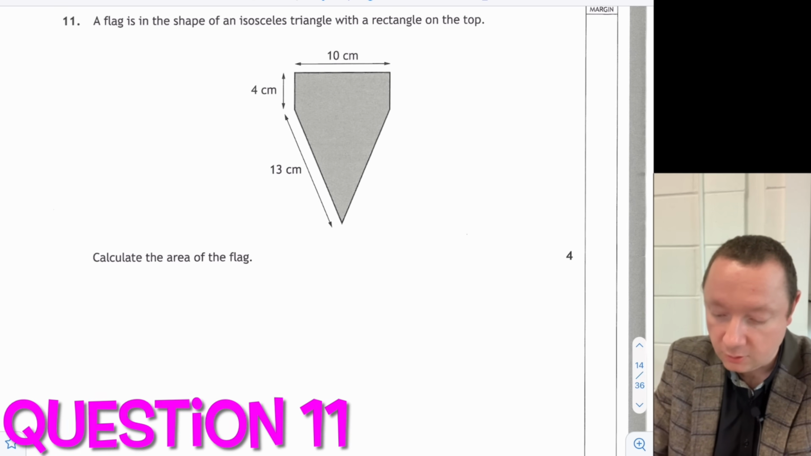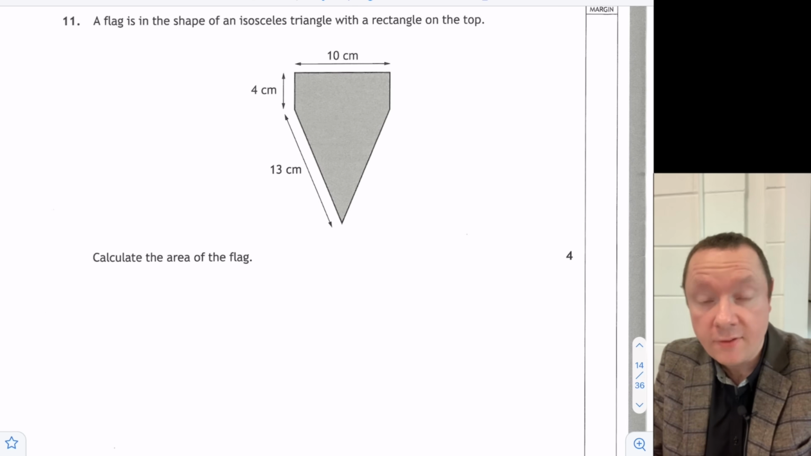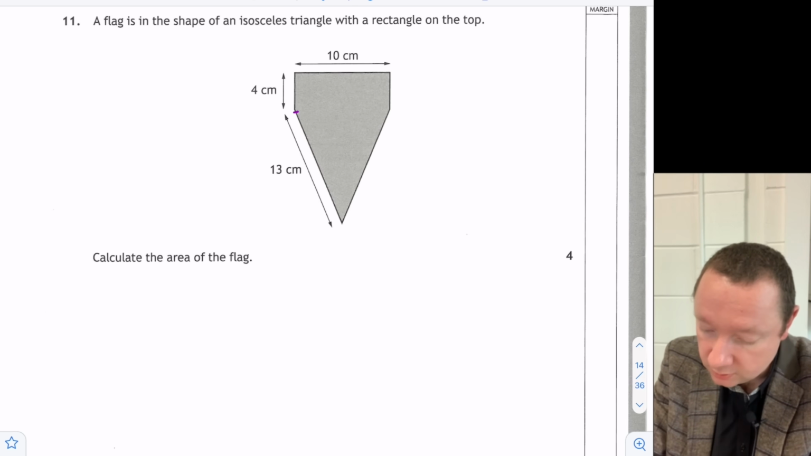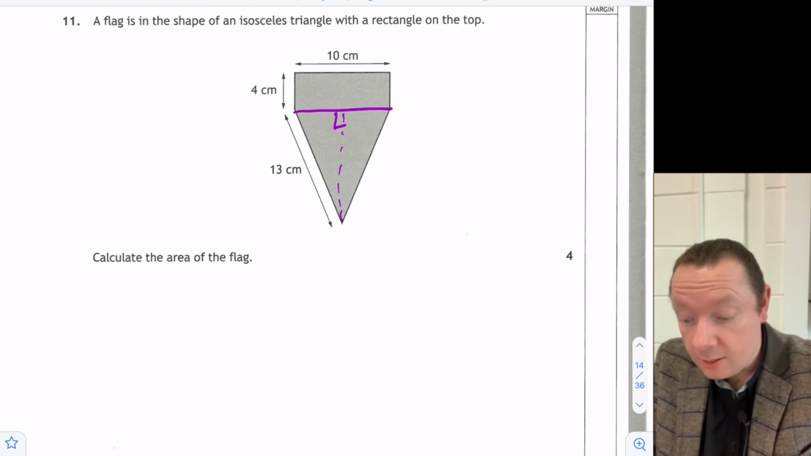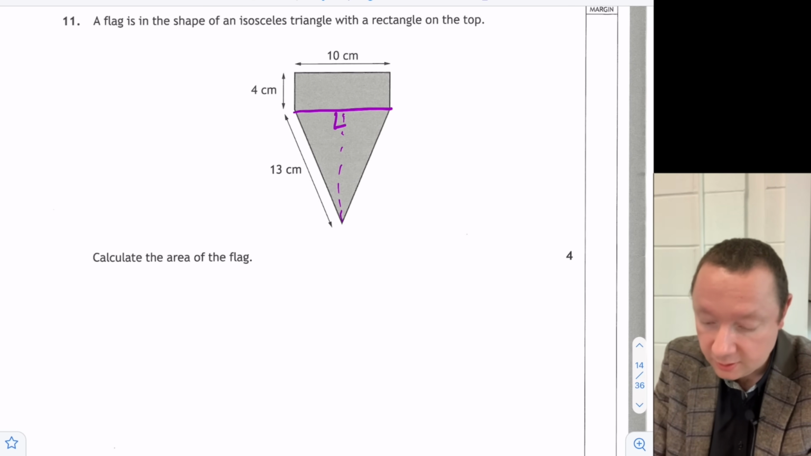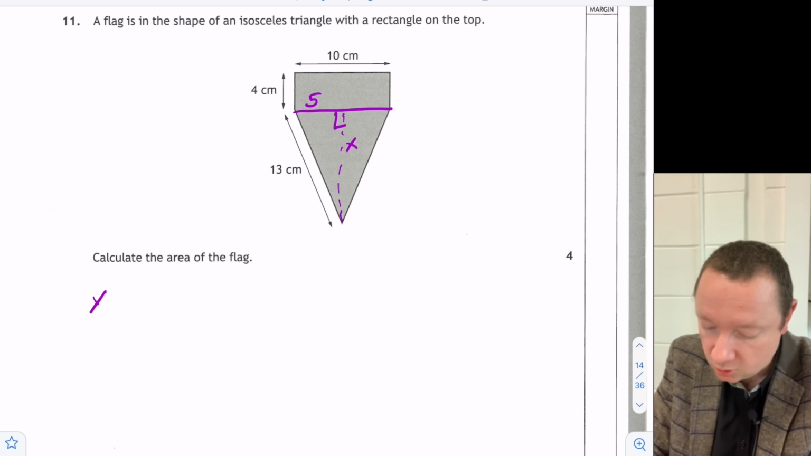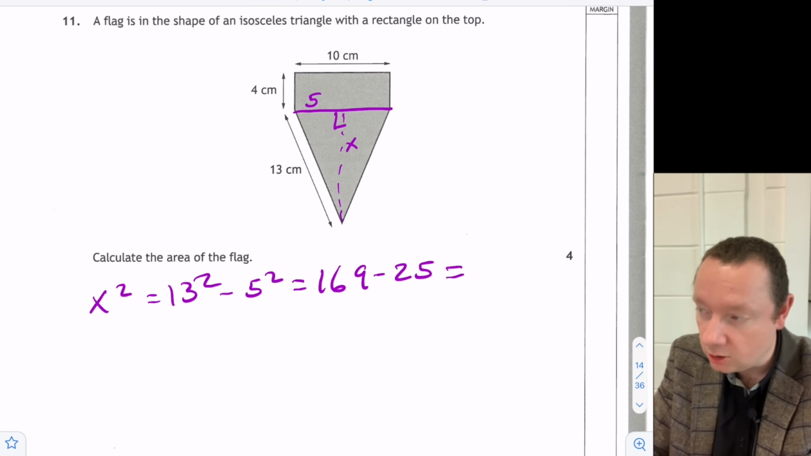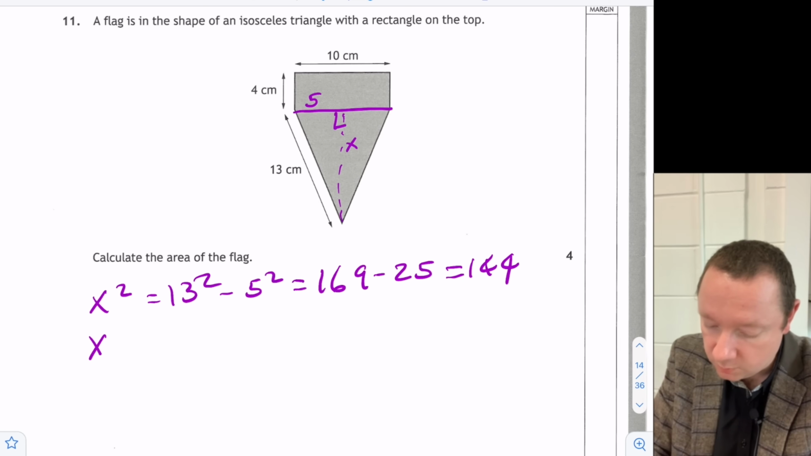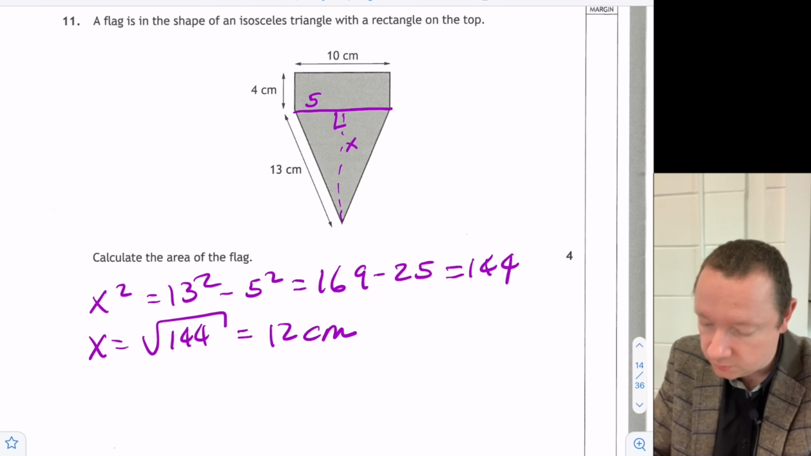A flag is in the shape of an isosceles triangle with a rectangle on top. Calculate the area. Well, you should know the area of a triangle is half the base times the height. So if I cut this here, I need to know the height of my triangle. So we're going to have to use Pythagoras because we know 2 sides. So if we call this x, x squared is 13 squared minus 5 squared. That's 169 minus 25, which is 144. So x must be the square root of 144, which is 12 centimetres.